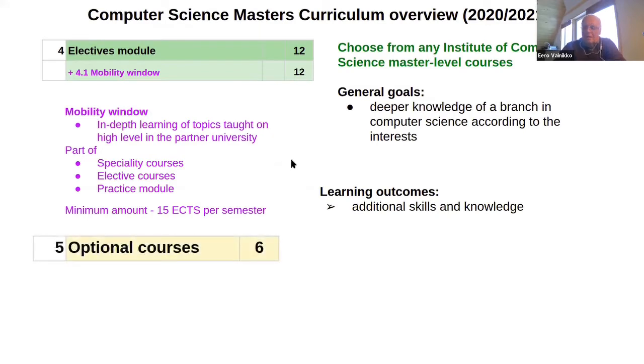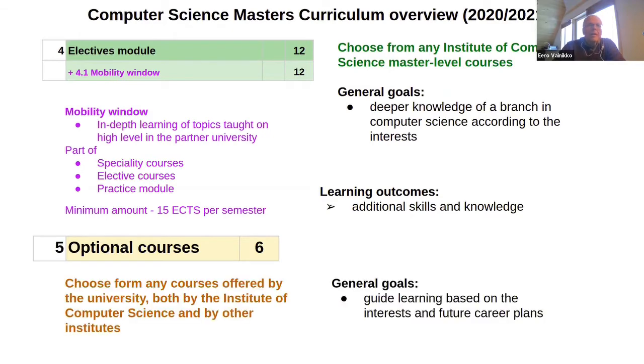Then optional courses is something really free for you to choose. You can just take some other course at our institute, or you can go to other faculties and departments. It is very common to take some language course, for example. But there are also courses like history of art, for example. Everything fits here that is taught at our university or our university colleges, at some other cities even.